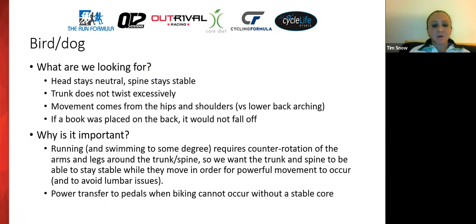So why is this important? If we think about running, it requires this counter rotation of arms and legs around the trunk. As one arm's going back, the other leg is coming forward. So we want the trunk and spine to stay stable while the arms are producing this counter rotation, and not have excessive motion, in order to prevent back issues. Rotational stability is also important in order to have power transferred to our pedals when cycling.